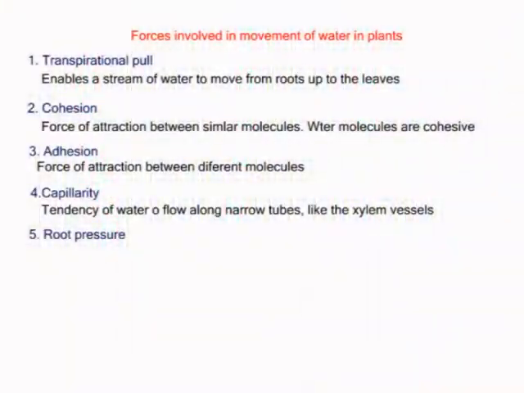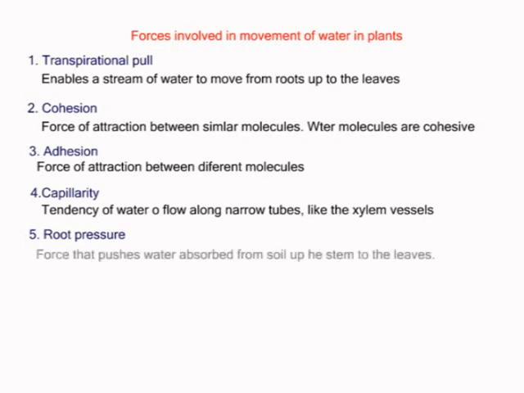Finally is root pressure. Root pressure is the force that pushes water absorbed from the soil to move up the stem from the roots. The energy used to develop root pressure originates from the endodermal cells. Cells of the endodermis actively secrete mineral salts in the xylem. The osmotic pressure of the xylem content is increased. Water molecules move into the xylem through osmosis.